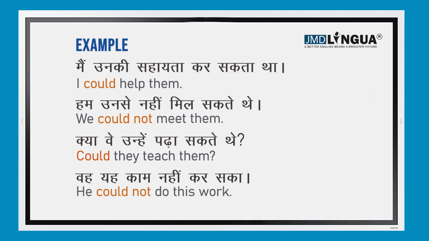So guys, we have these examples of could. And you will notice a common thing in all these four examples, that is to have the ability of doing any work. We take example number 1. मैं उनकी सहायता कर सकता था. It means I had the ability to help them.